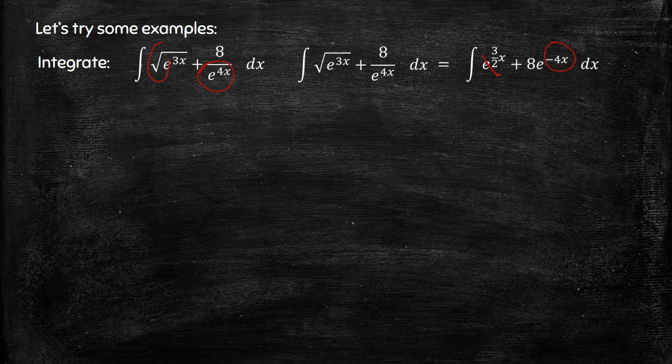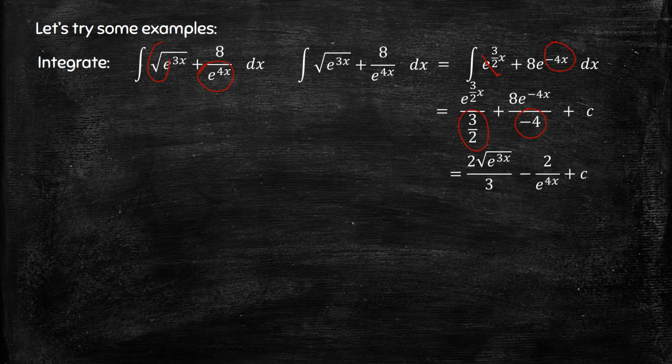Okay, so let's integrate it. The function of e stays the same. So it stays as e to the 3 over 2 x, but because of the 3 over 2 in front of the x, that's what we divide by. We'll tidy that up in a minute. And because of the negative 4 in front of the x, we divide by negative 4 here. So dividing fractions, easy as pie, flip the second and multiply. So we can flip that fraction upside down and multiply it. So it becomes 2 over 3.